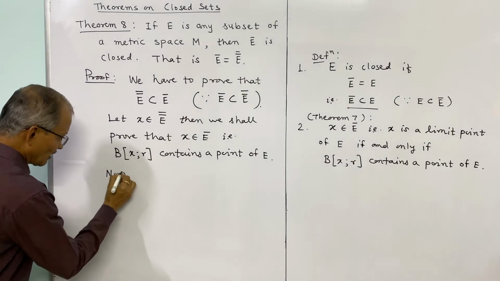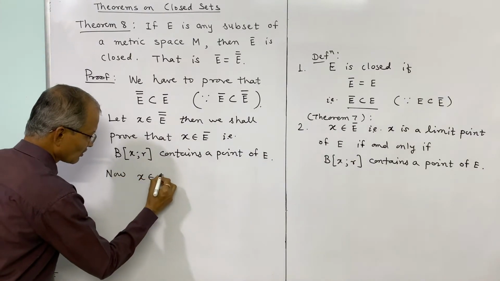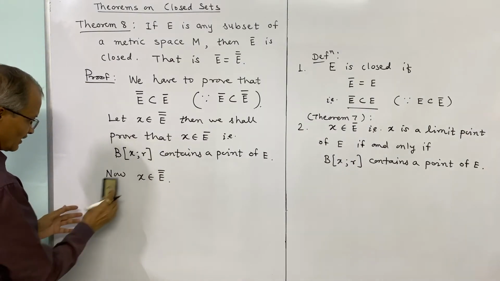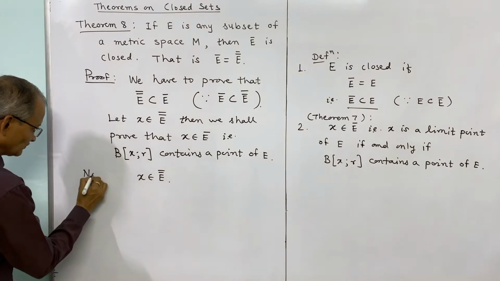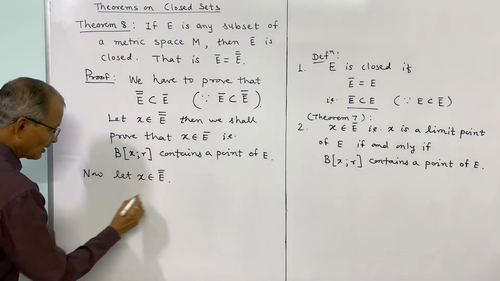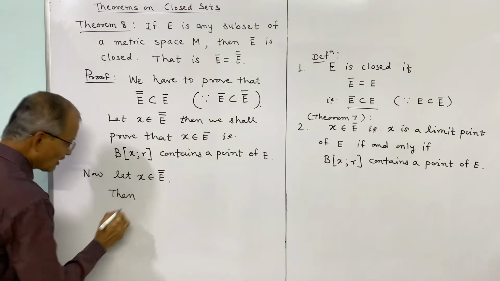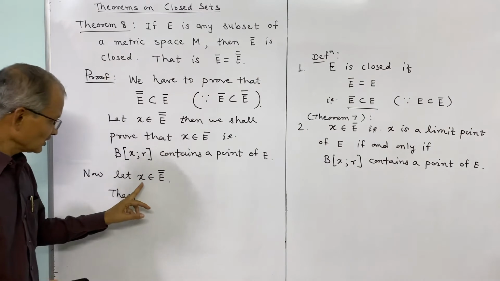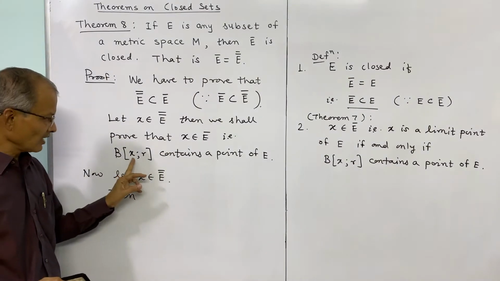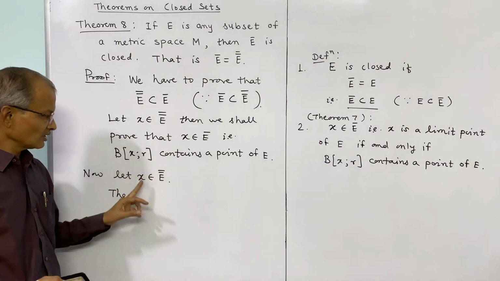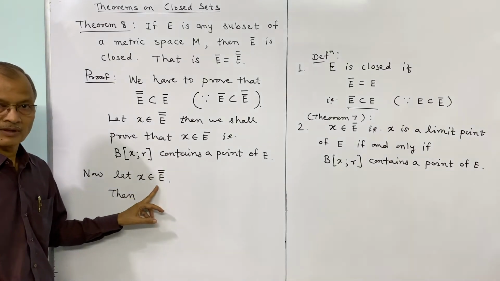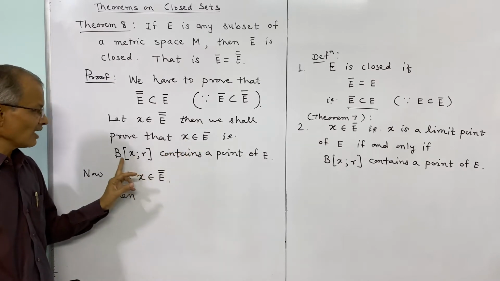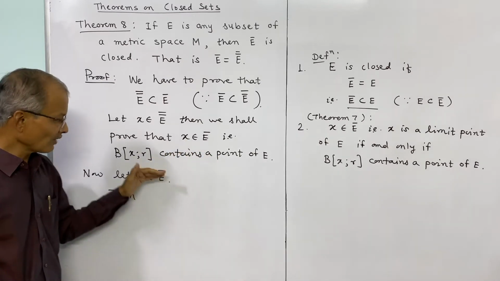Now X belongs to the double closure of E. So let R be positive. And what is the meaning of this? Again by the same theorem, there is an open ball B(X, R) which contains a point of E bar. Now E bar, not E double bar, because if X belongs to E bar, we say B(X, R) contains a point of E. So one bar will be removed.